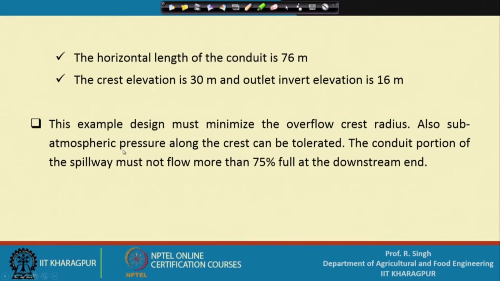So, this example design must minimize the overflow crest radius and also subatmospheric pressure along the crest should be tolerated. The conduit portion of the spillway must not flow more than 75% full at the downstream end. So, we should consider this condition.